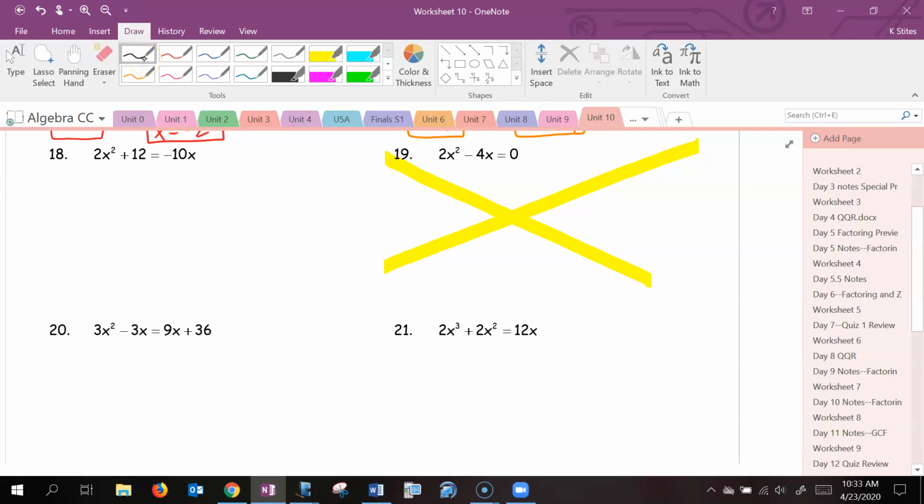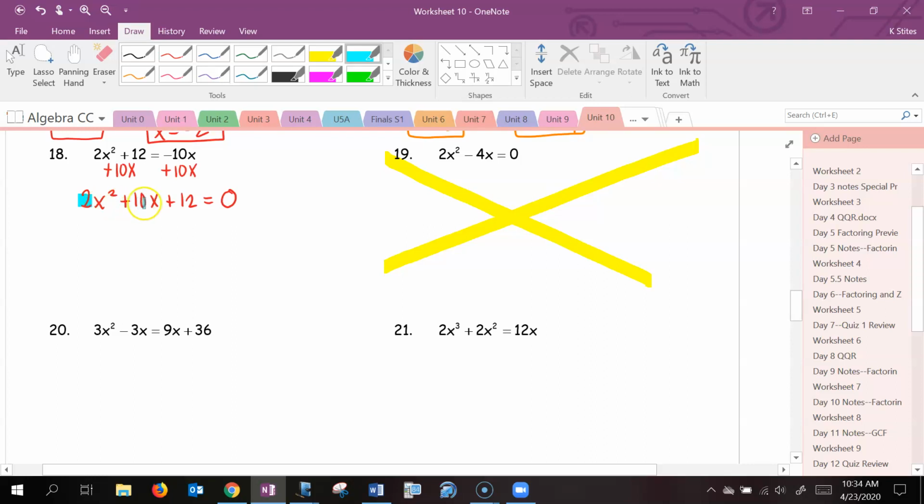We do not have an equal 0, so we will have to take care of that first. Let's add over our 10x. And notice this has an x term, so that's our b value. It will need to go in the middle. So where you place these terms is important. Okay, and make sure you have your equal 0.